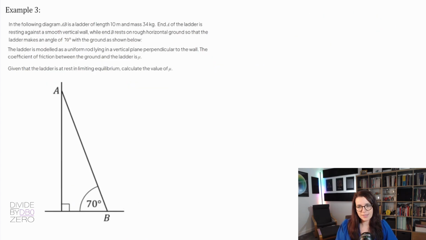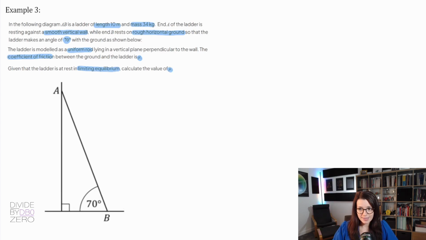Last example. In the following diagram, AB is a ladder of length 10 meters and mass 34 kilograms. End A of the ladder is resting against a smooth vertical wall, while end B rests on rough horizontal ground, so that the ladder makes an angle of 70 degrees with the ground, as shown below. The ladder is modelled as a uniform rod lying in a vertical plane perpendicular to the wall. The coefficient of friction between the ground and the ladder is mu. Given that the ladder is at rest in limiting equilibrium, calculate the value of mu.